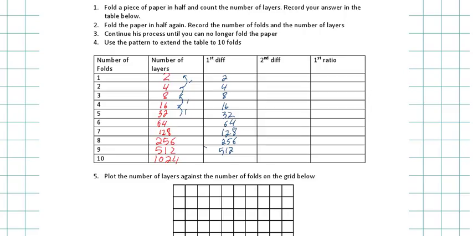Now I have to try the second difference. Second difference, same thing. I have to subtract y2 minus y1. 8 minus 4. 16 minus 8. 32 minus 16. 64 minus 32. 128 minus 64. 256 minus 128. And then 512 minus 256. Do you see any pattern here?